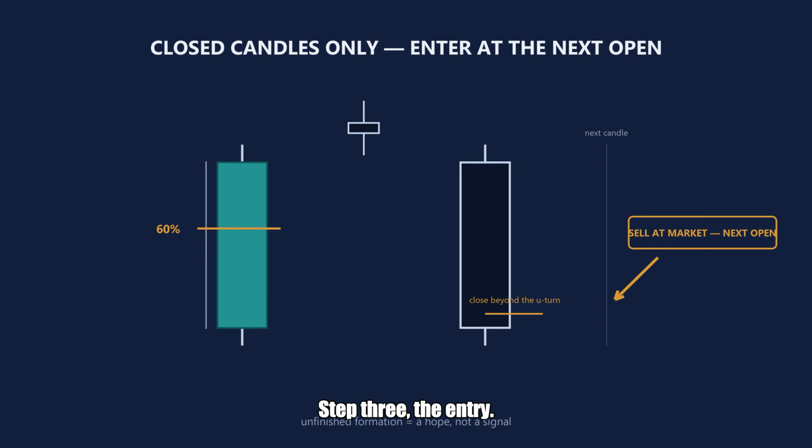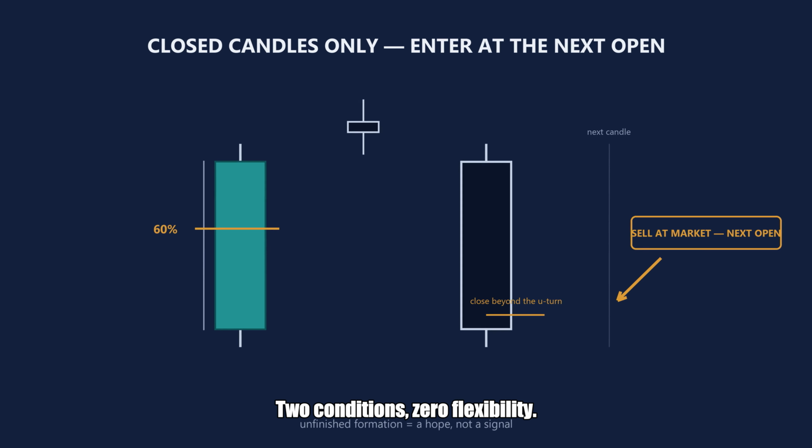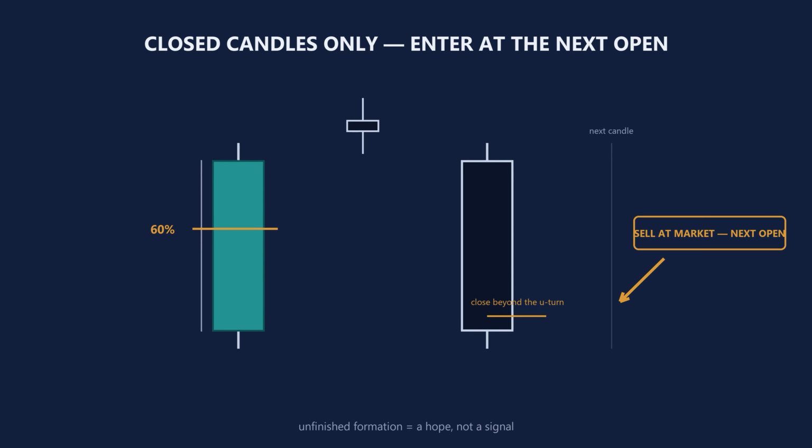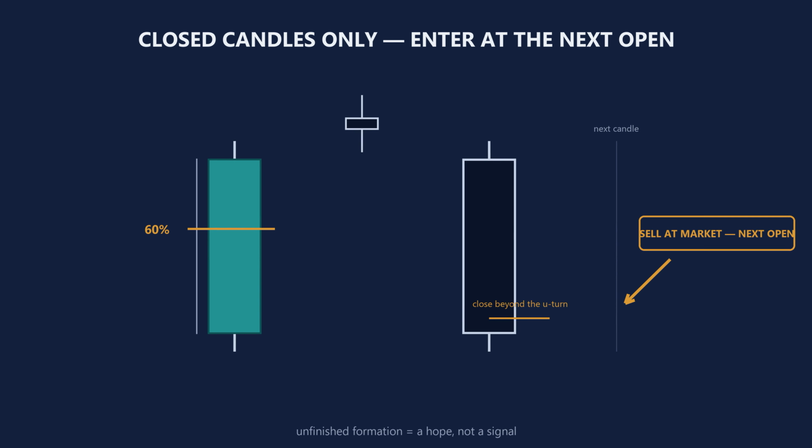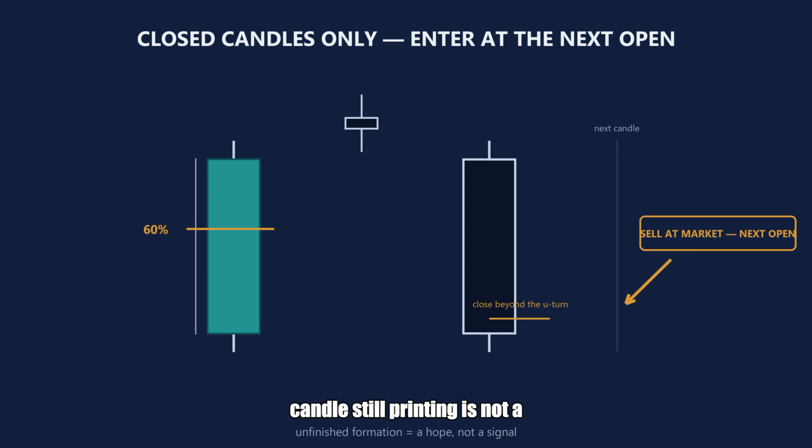Step 3. The entry. 2 conditions. 0 flexibility. First, the formation must be closed, every candle in it. A morning star with the 3rd candle still printing is not a morning star. It's a hope. Second, remember the 60% U-turn from the formations episode. The final decision candle must close beyond 60% of the first candle's body.